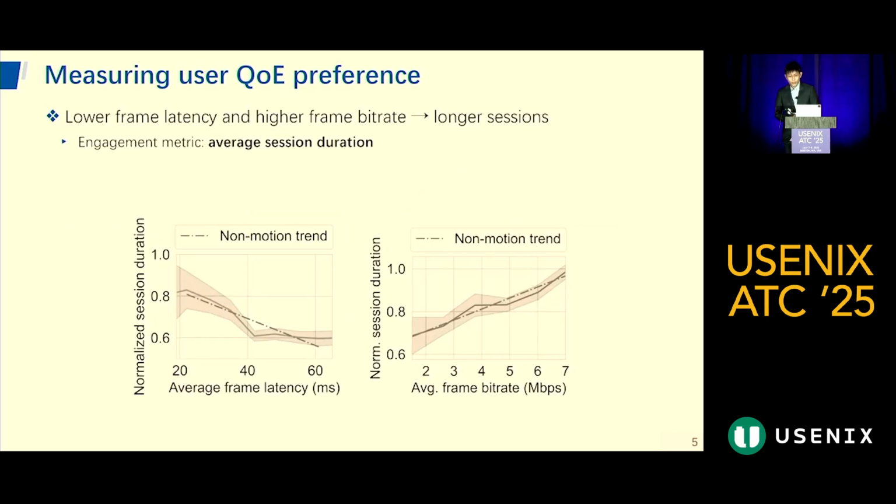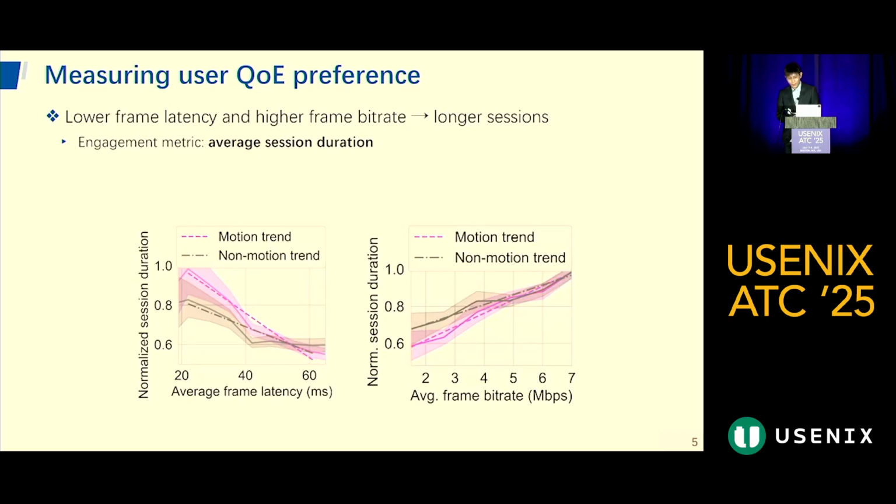To understand what users really care about, we computed the average frame latency and frame bitrate for each session and performed a linear regression to reveal their relationship, as this figure shows. Our first observation aligns well with the intuition that a lower frame latency and a higher bitrate are associated with longer session durations, which means higher engagement.